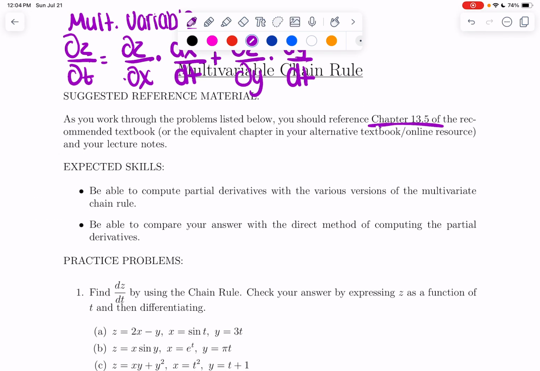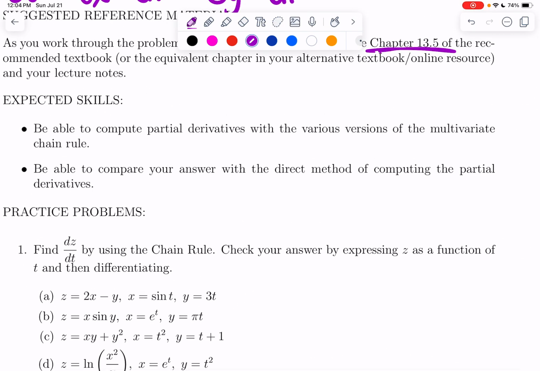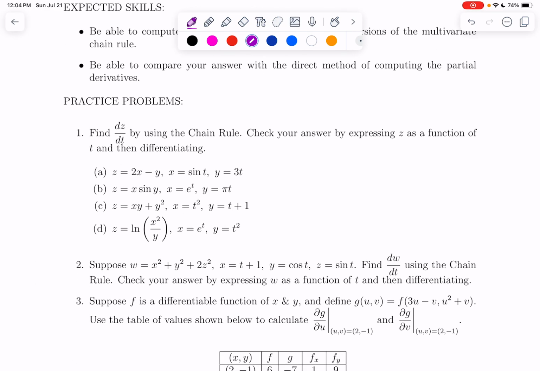So I would talk to my students about, in this case, this is from chapter 13.5, so if they ever had issues, they could look back at that. What they should be able to do by the end of the lesson is compute partial derivatives with various versions of the chain rule and then compare your answer with the direct method. So I would show them both ways, okay?